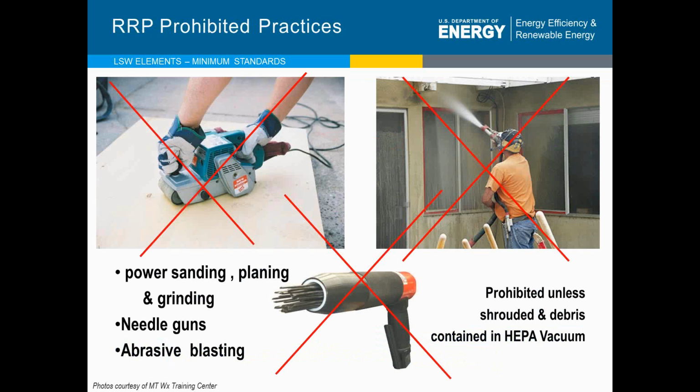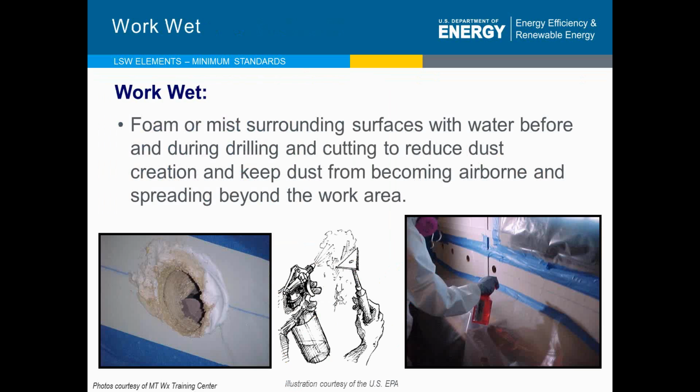So there is a list in the training materials that includes power sanding, power planing, power grinding, needle guns, abrasive blasting. None of these are tools that can be used. They're on what EPA calls their prohibited list, unless these tools are shrouded and the debris is contained in a HEPA vacuum. Essentially, the tool is sucking all of that debris into a HEPA vac.